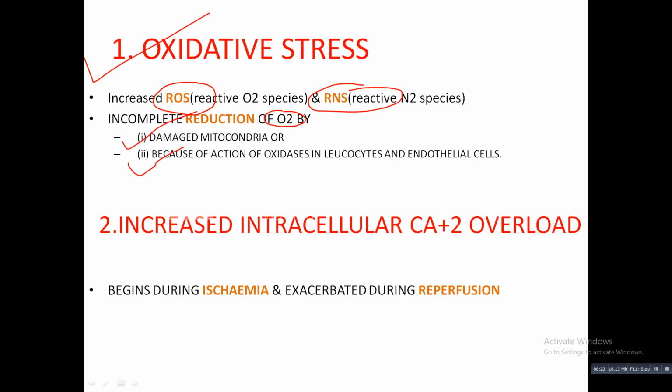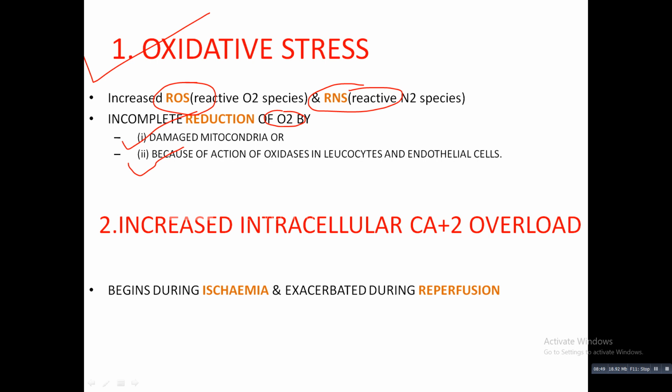I repeat, there is oxidative stress because of an increased amount of reactive oxygen species and reactive nitrogen species. Where is this reactive oxygen species coming from? It is coming from incomplete reduction of oxygen by damaged mitochondria, or because of the action of the oxidases which are present in the inflammatory cells, which naturally are present at the site of ischemia.